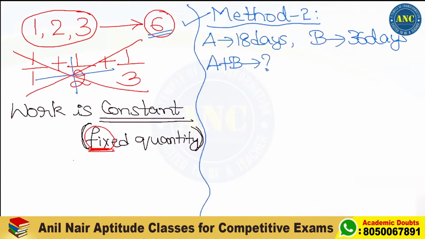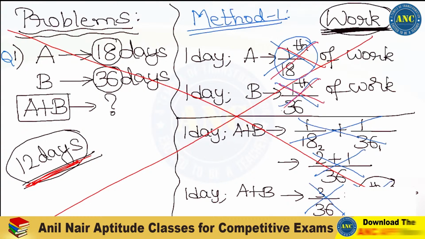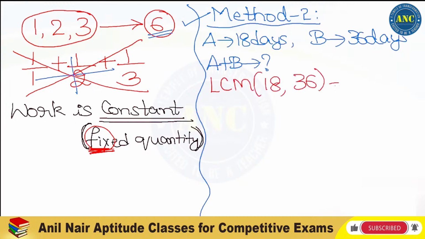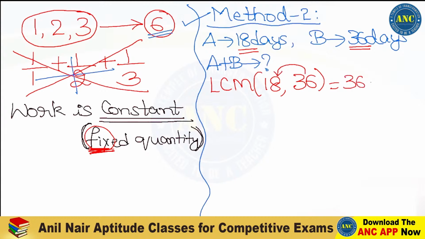But if I want to get the answer in lesser time, without these fractions, because fractions are pretty difficult to simplify, I will fix that number as the LCM of the given days. I will fix the LCM of 18 and 36. What is the LCM of 18 and 36? I taught you 4 different types of finding LCM. This is type 1, where the bigger number is directly a multiple of the smaller number. So the LCM is 36.